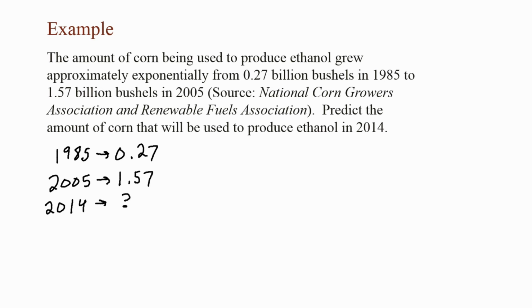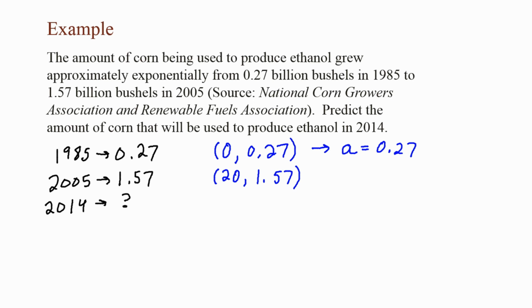Since they didn't give us a time zero, we can use 1985, which means we started with 0.27 billion bushels. This will help us because it will give us the y-intercept, which means A is going to equal 0.27. Since we'll have to find A and B, we already have one out of the way. 2005 take away 1985 gives us 20. So in 20 years, we'll have 1.57 billion bushels. 2014 take away 1985 gives us 29. In 29 years, how many billion bushels will we have?